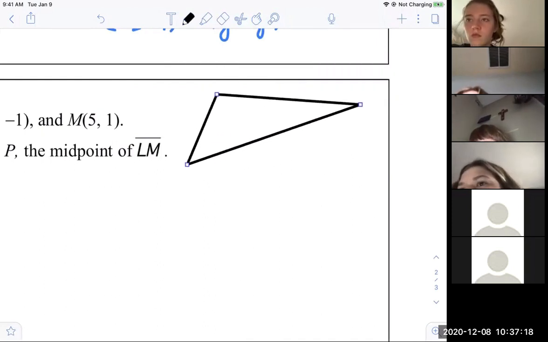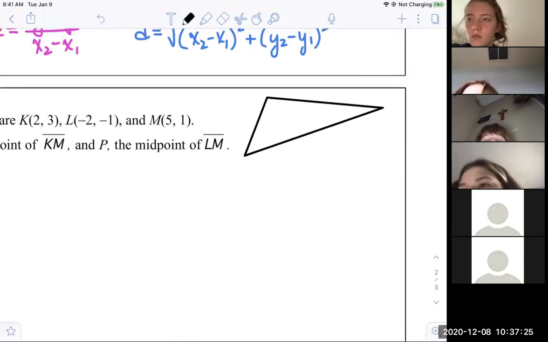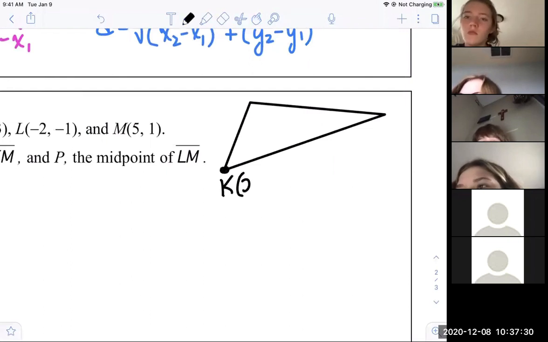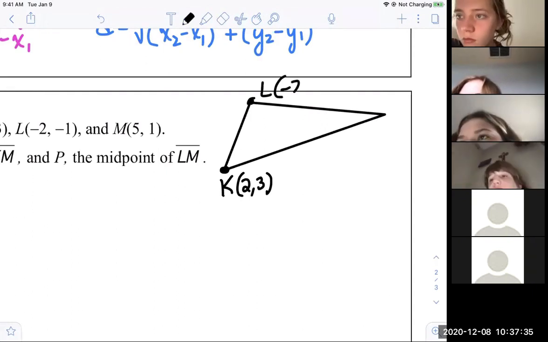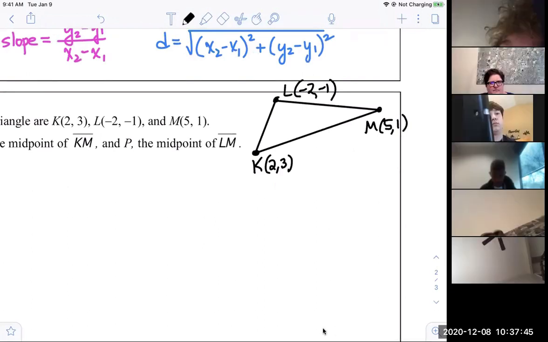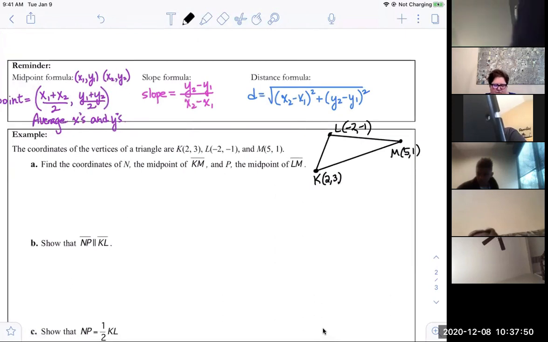Okay, so draw yourself a triangle. Don't make it look equilateral or right or anything because you don't want to think it's something special. I don't even care, again, if the points are plotted correctly. I'm just going to label all the points. K is the point 2, 3. L is the point -2, -1. And M is the point 5, 1. So then it's telling you in part A, find the coordinates of N, which is the midpoint of segment KM.